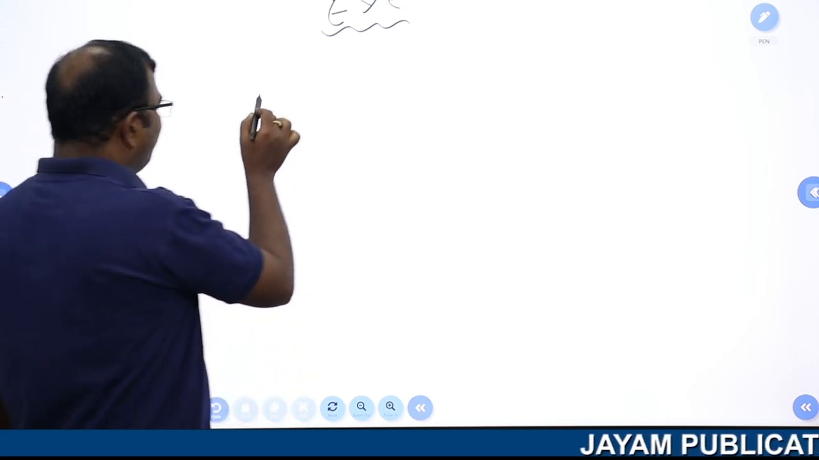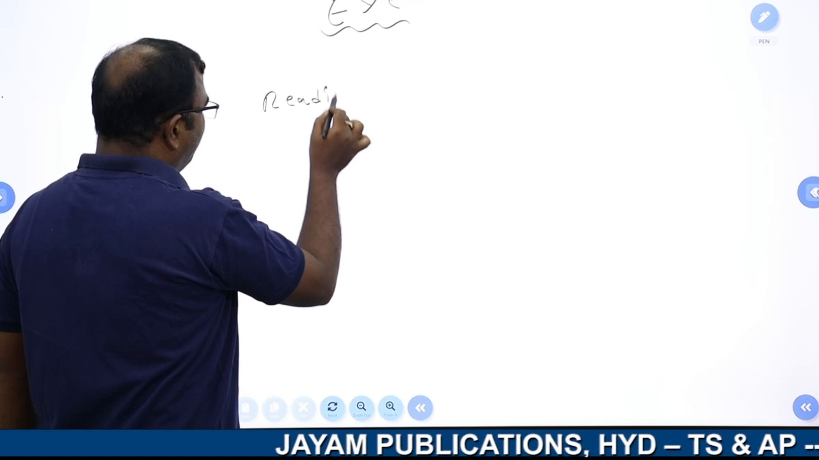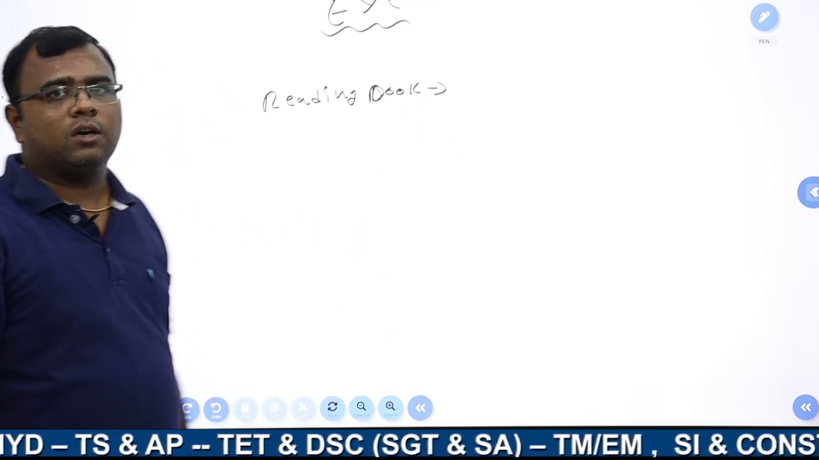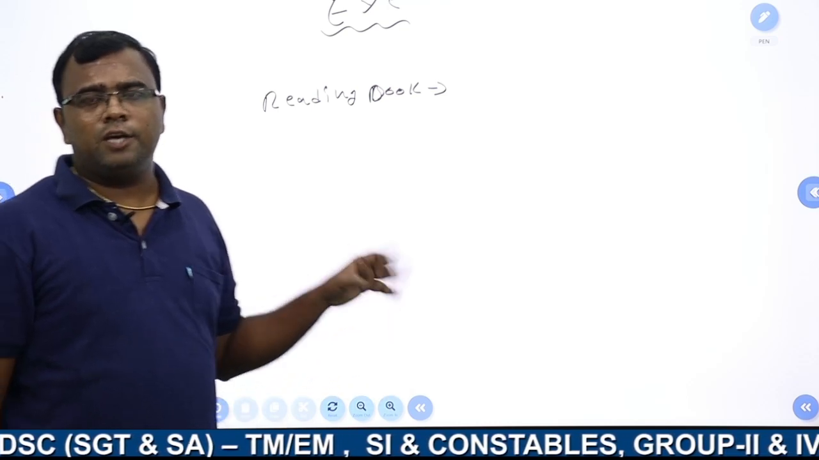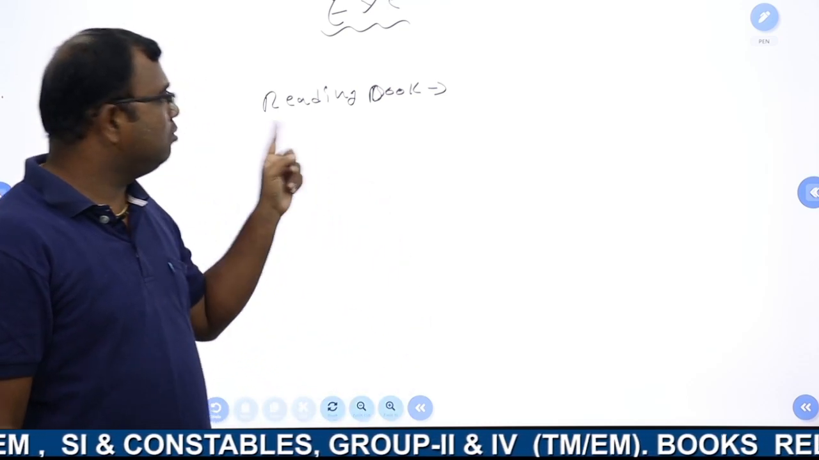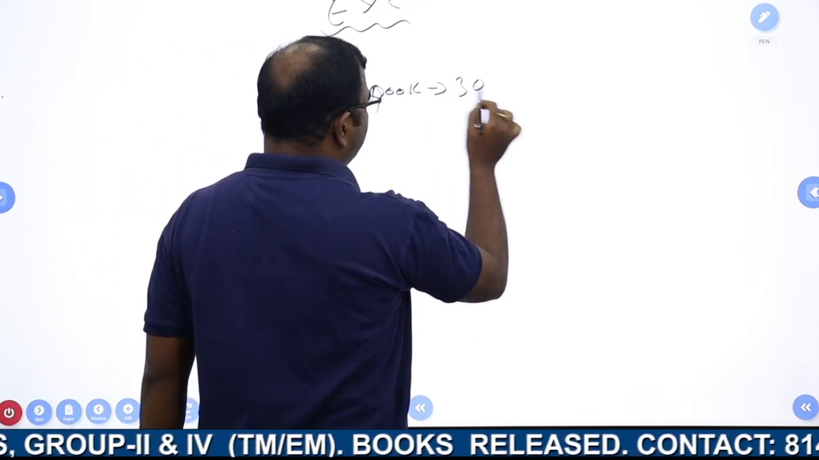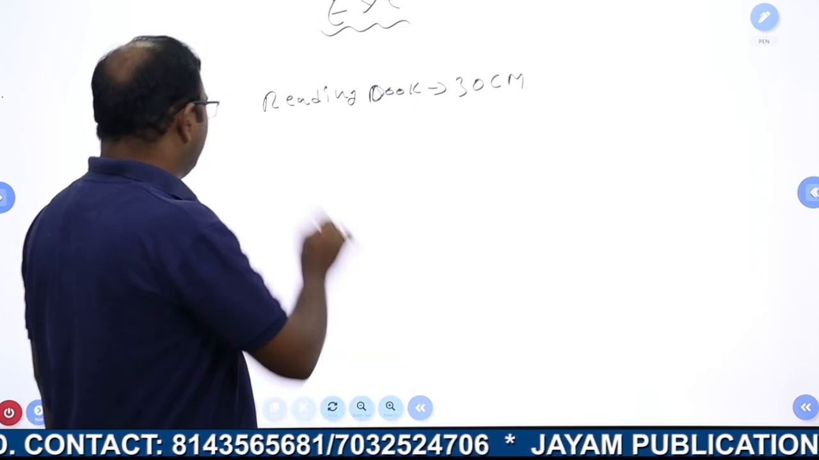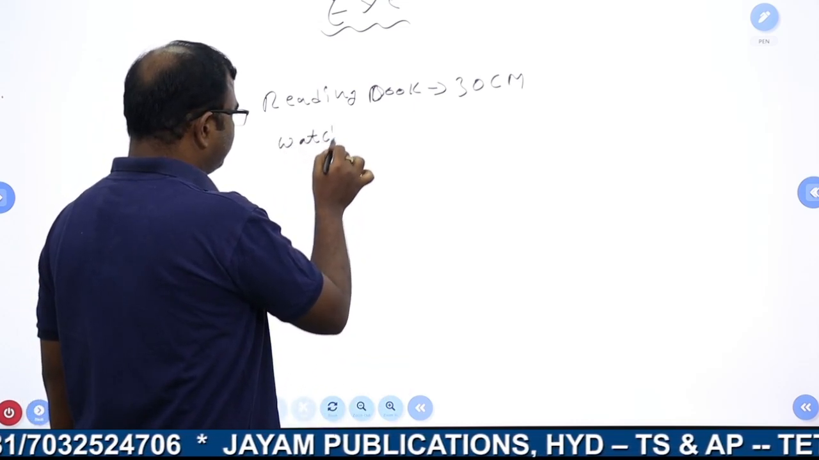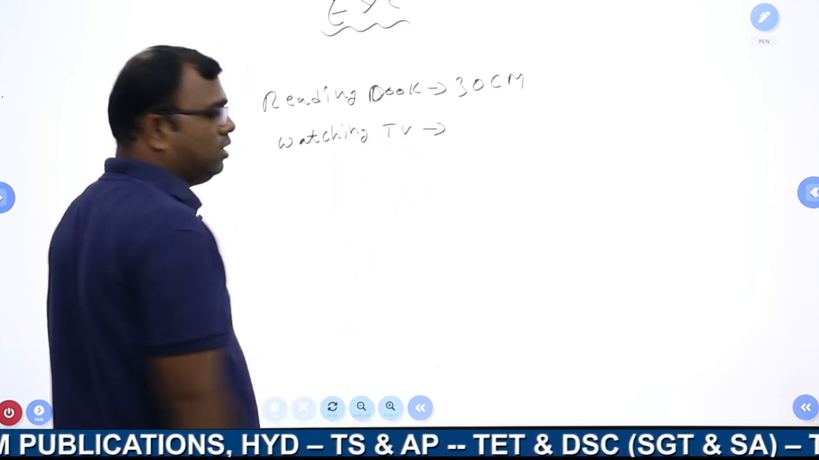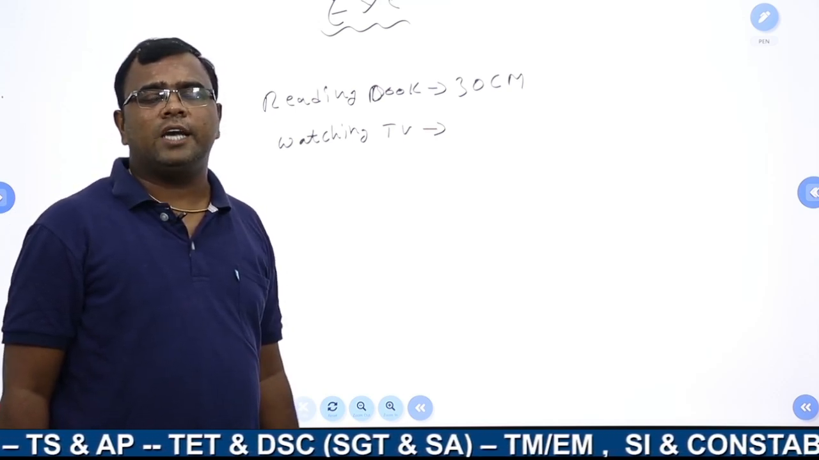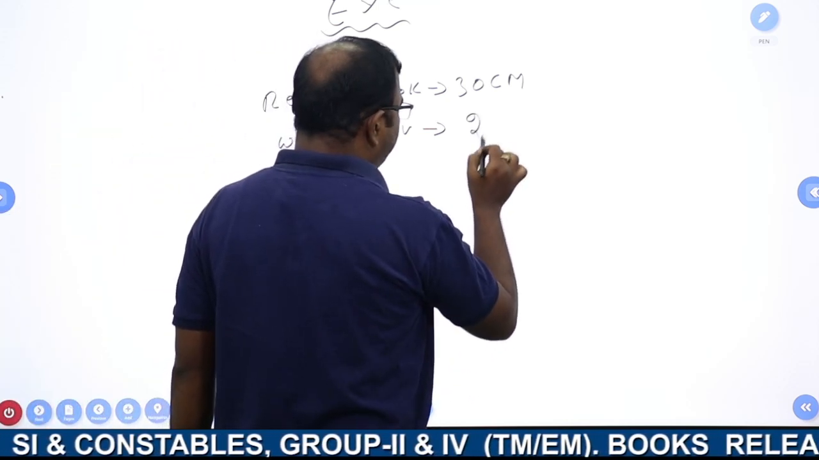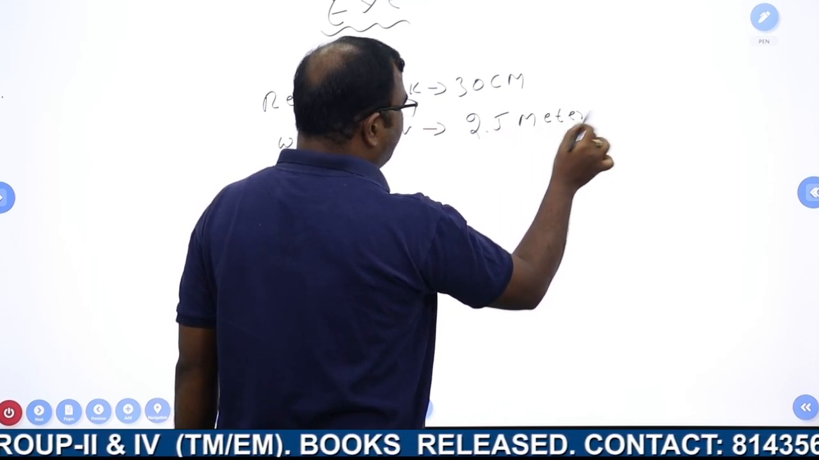Next, when we are reading a book, the distance between eye and book is only 30 centimeters. When we are watching TV, the distance between eye and TV is only 2.5 meters.